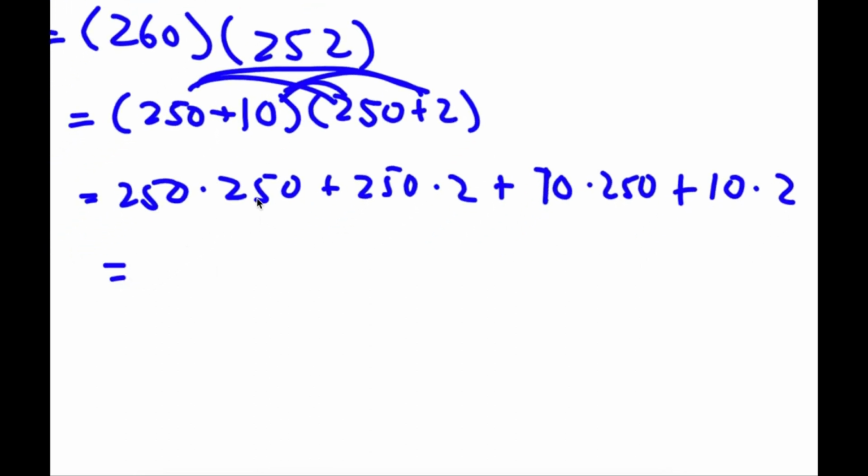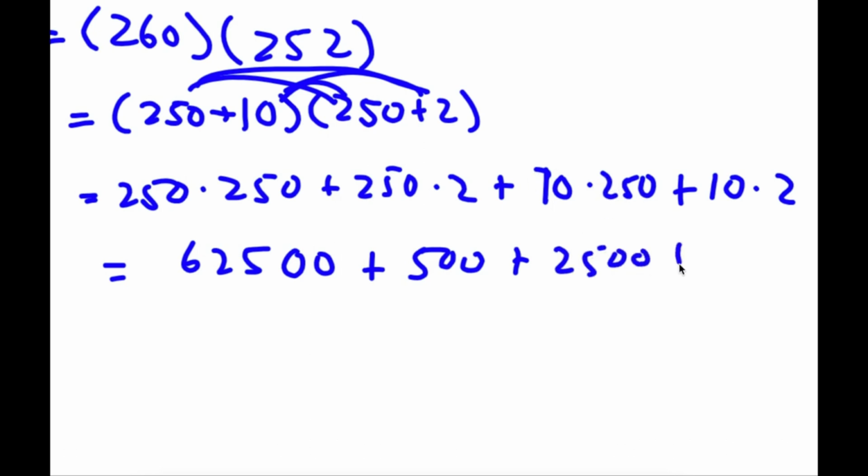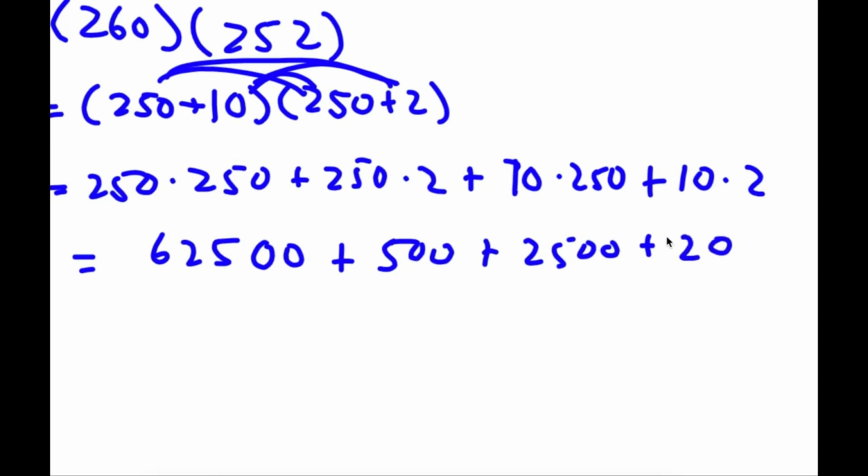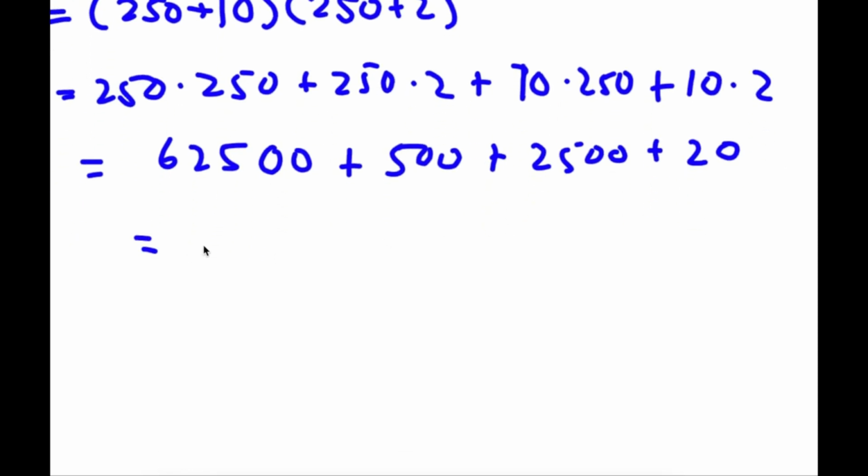Now this is equal to 250 times 250. Well, 25 times 25 is 625, so then we just add in these two extra zeros. Now 250 times 2 is 500. 10 times 250, that's 2500. And finally 10 times 2 is 20. So now we simply have to add all of these up.